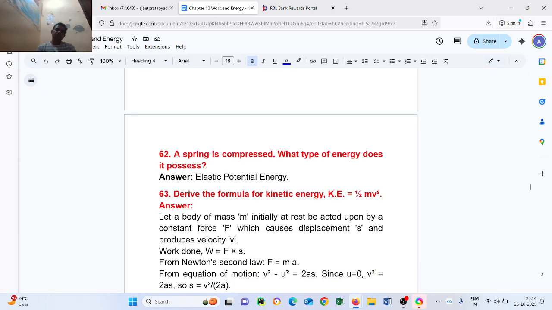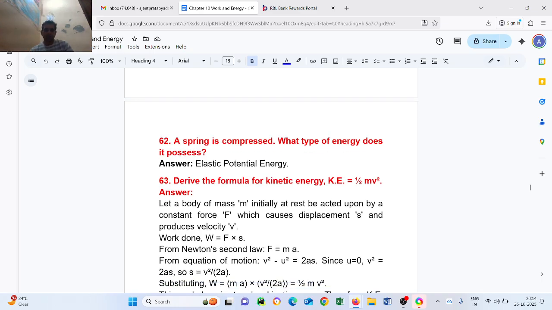Question number 62. A spring is compressed. What type of energy does it possess? Elastic potential energy. Question number 63. Derive the formula for kinetic energy. K equals half mv squared.